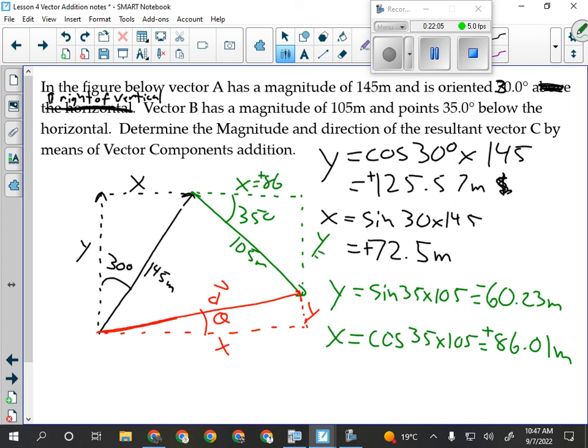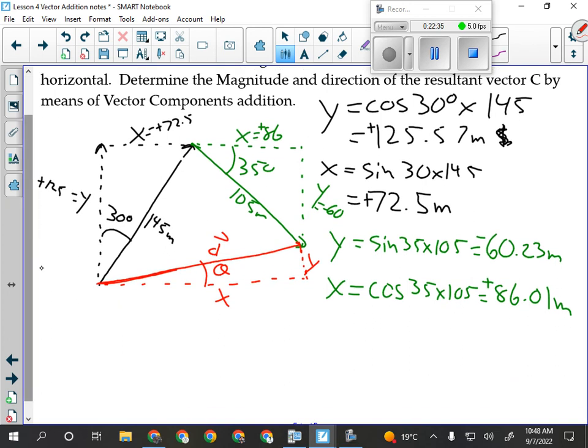I know that green y is negative 60. I know that black y is positive 125, and I know that black x is positive 72.5. Okay, so I know all of those numbers. I need to figure out what the red line is, the red arrow, the one labeled displacement, right? In order to get that, I need to know red x and red y.